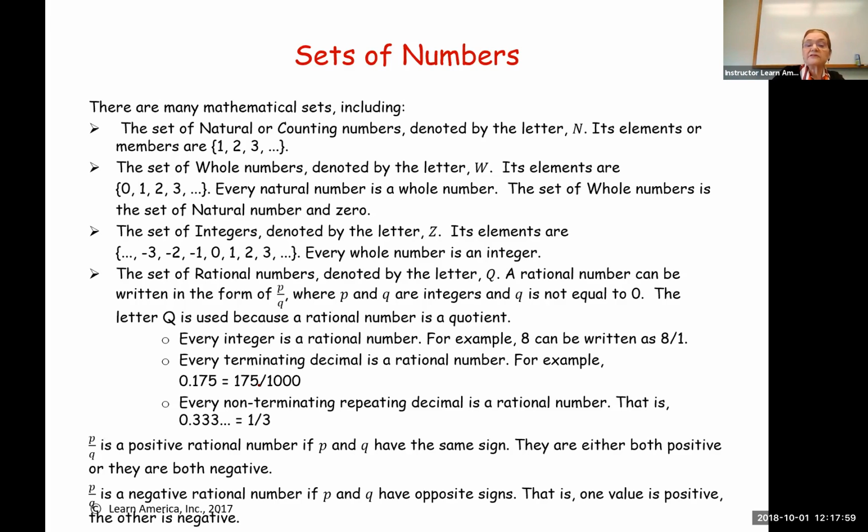And then every non-terminating, which means non-ending, repeating decimal is a rational number. So numbers like 0.3333 or 0.545454, where you have a steady repeating pattern, even if it doesn't end, as long as the pattern is the same and it repeats, that is a rational number. Now, if both p and q have the same sign, that is both positive or both negative, then the rational number is positive as well. If p and q have different signs, that is one is positive, one is negative, then we have a negative rational number.